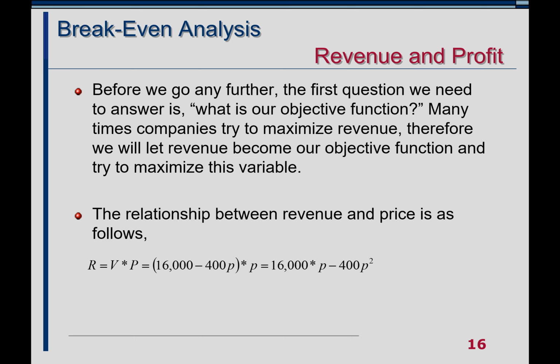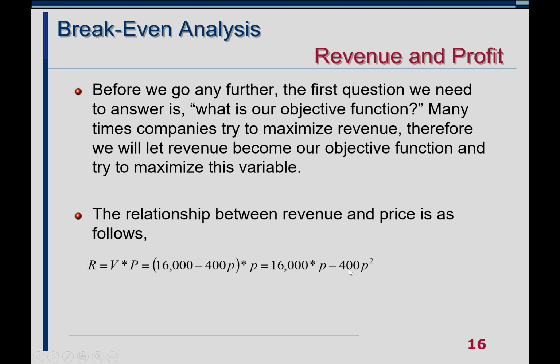You may think, well, the more money we're bringing in, the better off we are. So let's let revenue be our objective function and try to maximize this variable. The relationship between revenue and price is as follows: V times P. Volume is 16,000 minus 400P, times P, or this function here, 16,000 times P minus 400P squared.